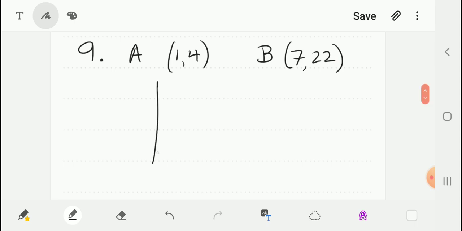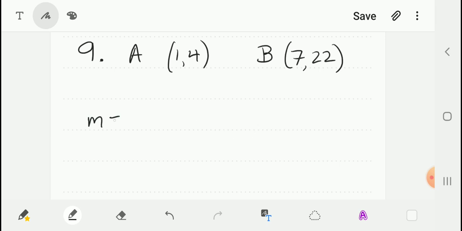helps, you can just make yourself a little XY axis thing. 1, 4, well, that's going to be 1 along the x-axis and 4 up. So something like maybe there. Maybe there's where A is. And B is going to be 7. So it's going to be maybe there. And then it's going to be like, well, if that's 4, 22 is going to be way up. But it's going to look something like that. Right? So we have it kind of in our mind what it'll look like.